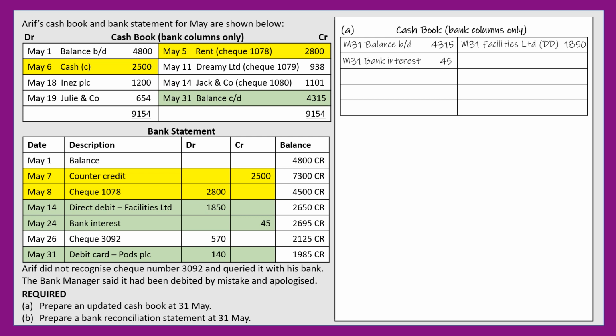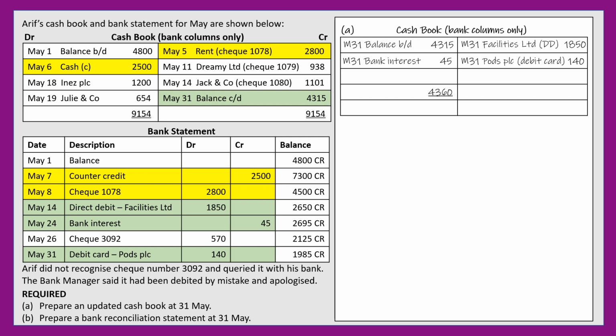And then the final thing, we've got May the 31st, a debit card. So he's made a debit card payment to Pods PLC. And so debit in the bank statement is a credit in the cash book. And there it is. I put debit card in brackets. It's not necessary, but it's just a little reference. So I've updated the cash book. I've put in everything that's on the bank statement, apart from the query, that isn't yet in the cash book.